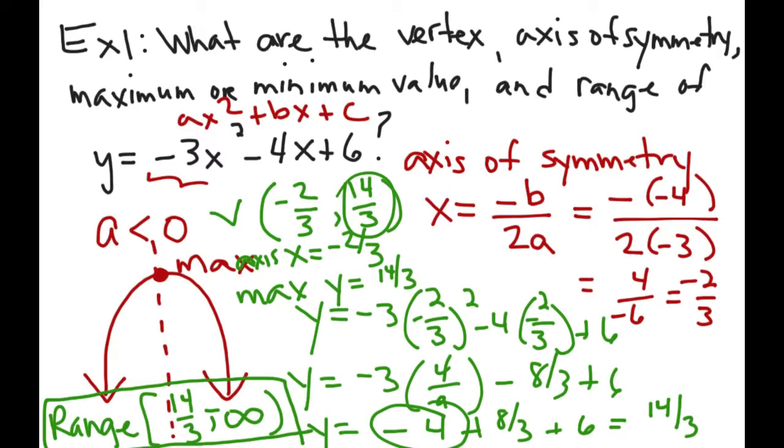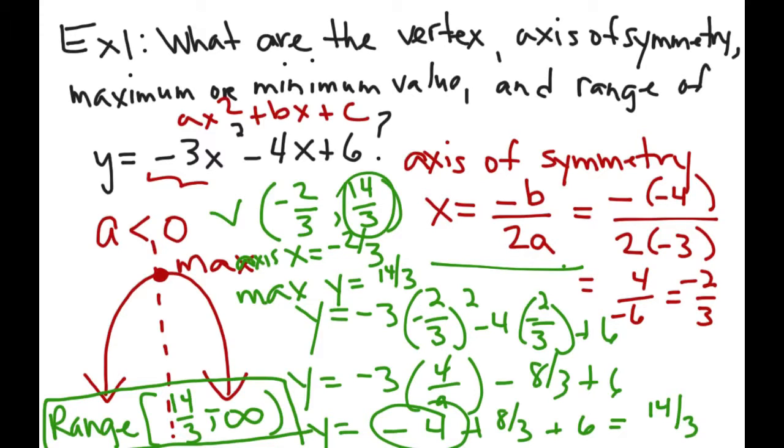So again, the vertex, we found out, was at negative 2/3, 14/3. We found that by first finding the axis of symmetry using this equation, x equals negative b over 2a, where a is negative 3, b is negative 4, and c is 6. So we found that the axis of symmetry was x equals negative 2/3. Once we plugged that back into the original equation, we found out what y is, and y was 14/3 or 4.6 repeating.